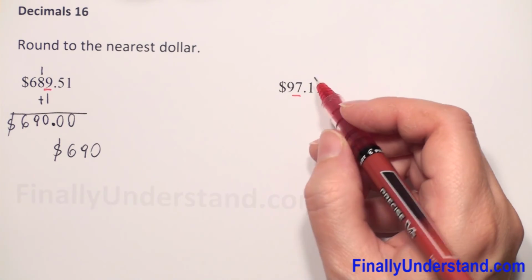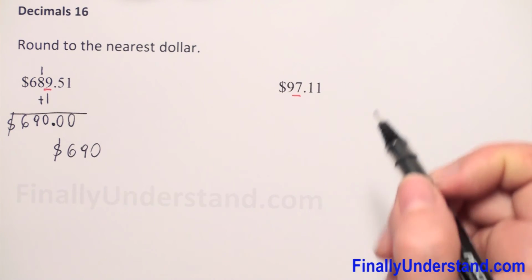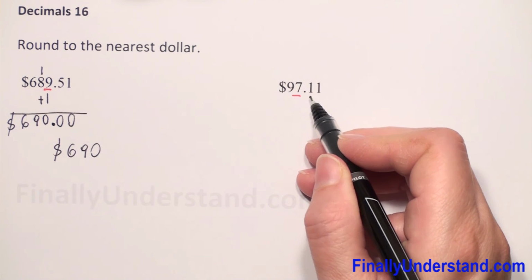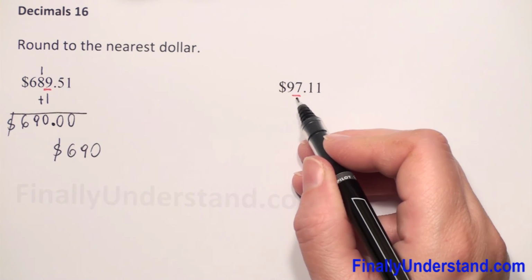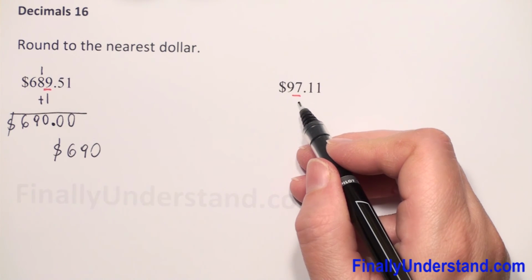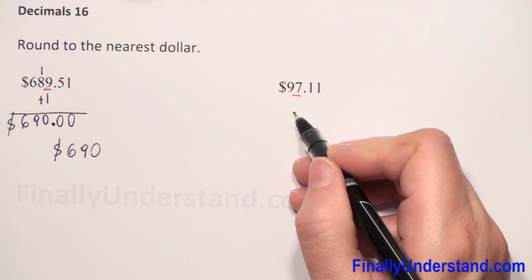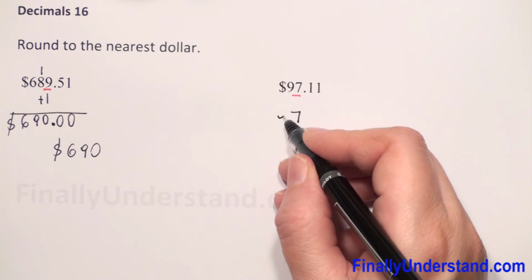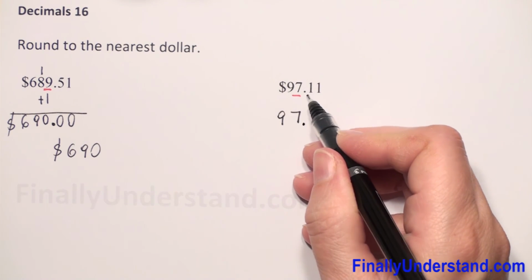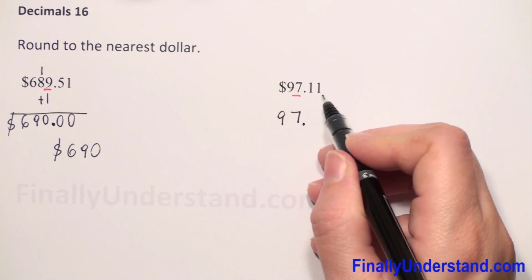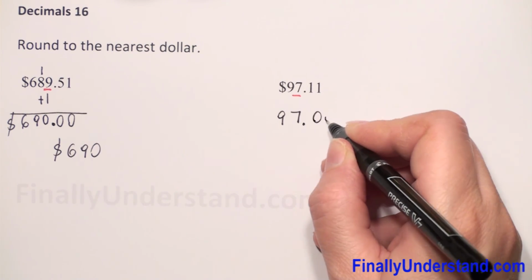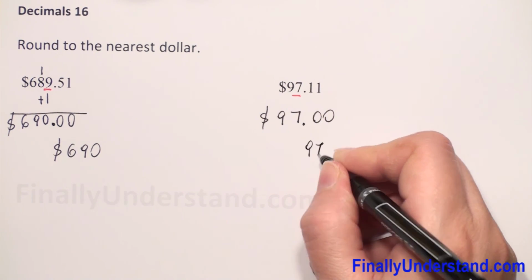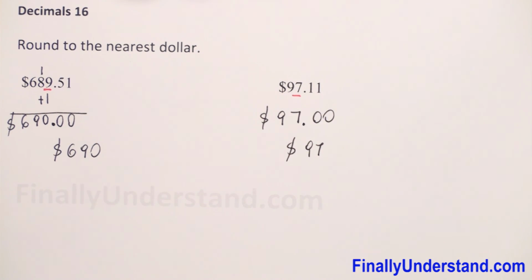So next step, we have to check the digit which is after our underlined number. The digit after it is 1. When we have less than 5 after our underlined digit, what do we have to do? We just copy our underlined digit 7. Everything that we have before our underlined digit we copy, and the digits which we have after our underlined digit we change to zeros, and the dollar symbol. So what did we get? We got $97. This is my solution.